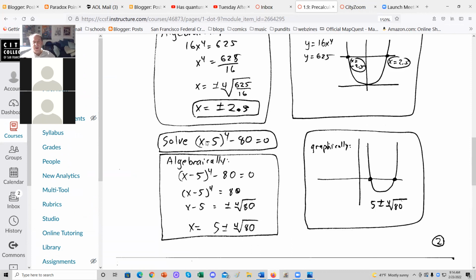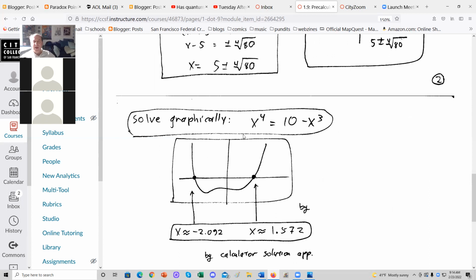Here's another one: x minus 5, all to the fourth, minus 80 equals 0. We first transpose 80: x minus 5 to the fourth equals 80. Take a fourth root: x minus 5 is plus or minus the fourth root of 80. Add 5 to both sides, so x equals 5 plus or minus the fourth root of 80. Those are the two solutions. If we graph y equals x minus 5 to the fourth minus 80, you get this U-shaped curve, which meets the x-axis here and here at 5 plus or minus the fourth root of 80.